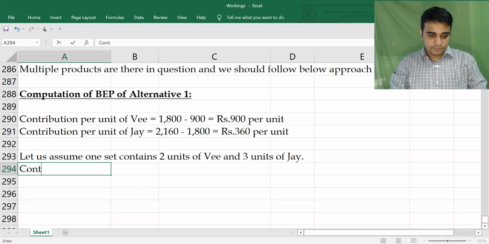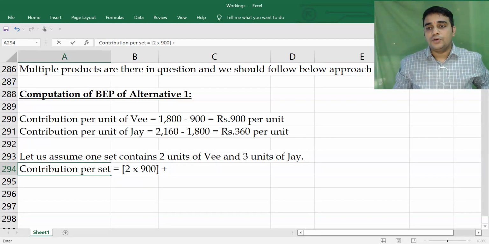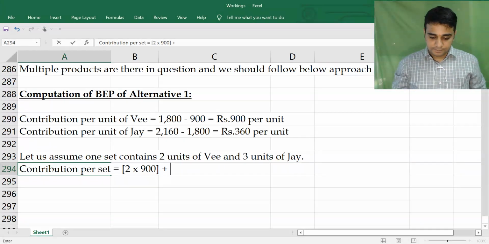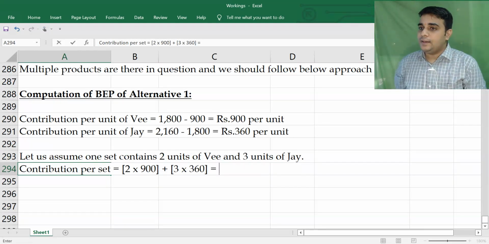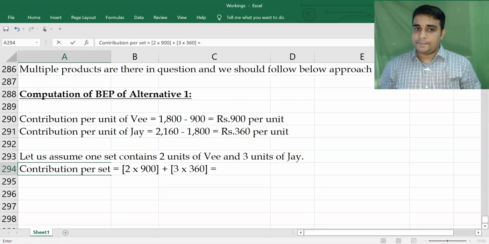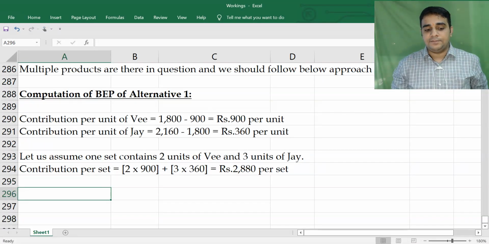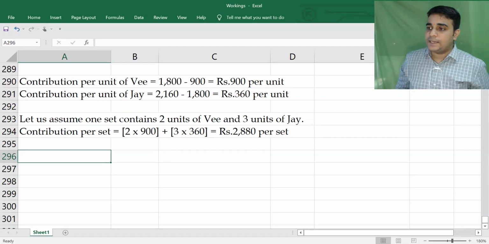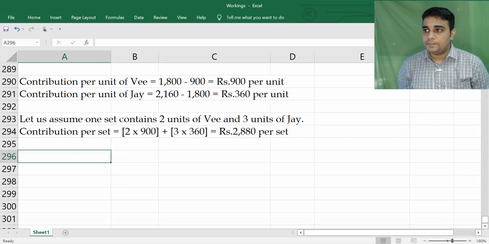Contribution per set is equal to 2 into 900 plus 3 into 360, which is 2880 per set. Clear?